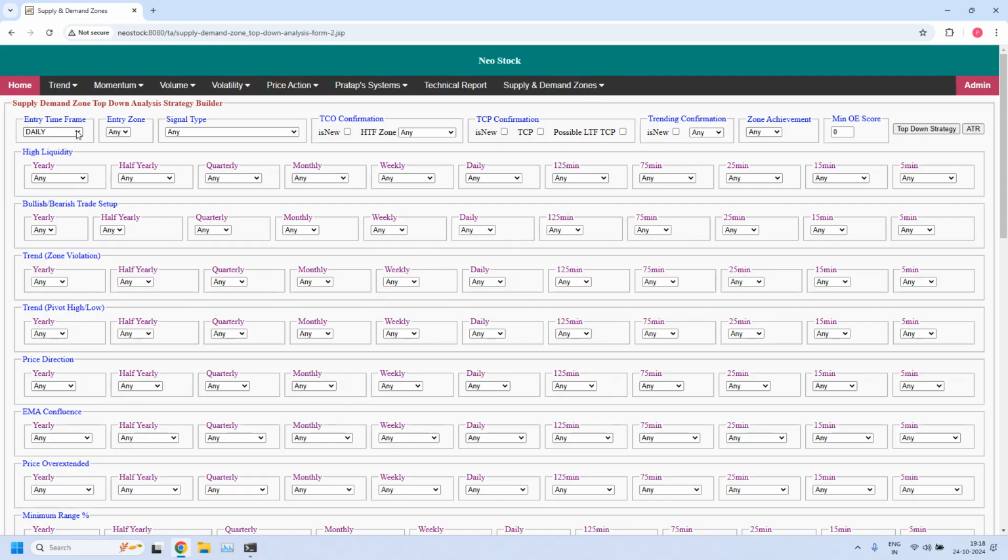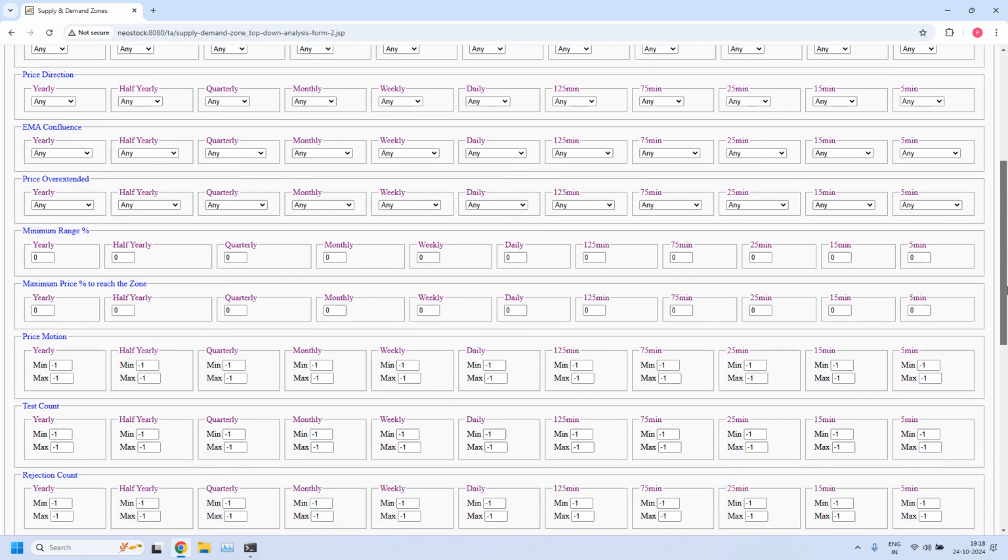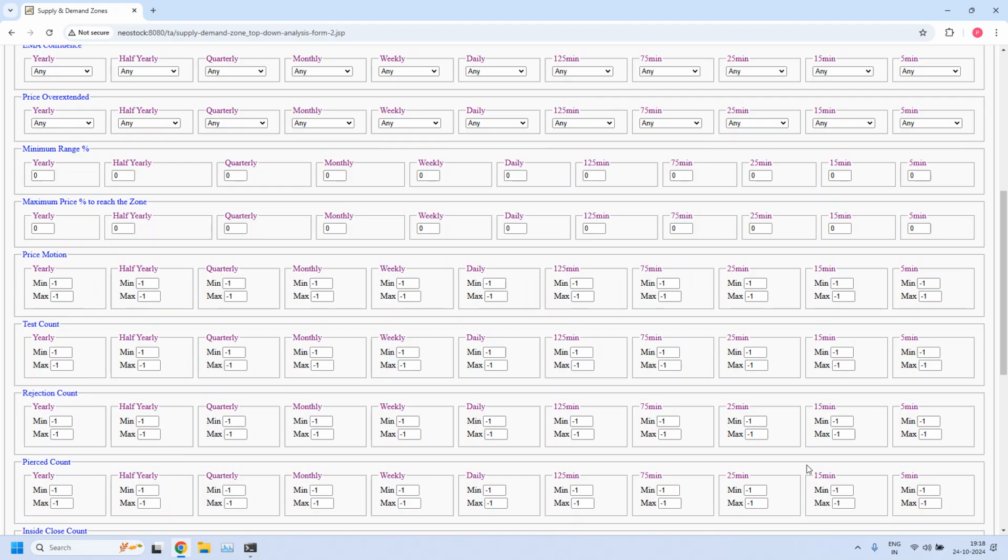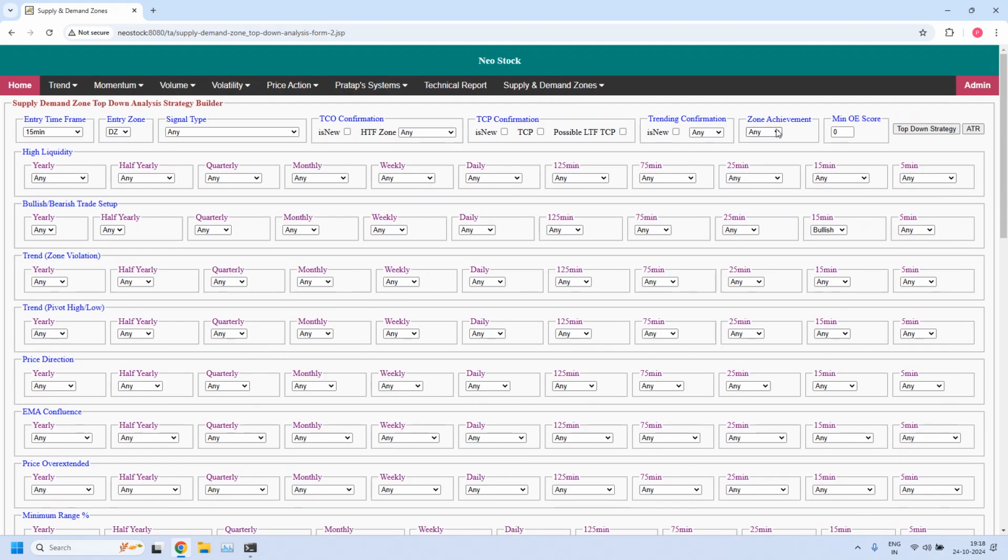For bullish trade setup, daily income trade, entry time frame is 15 minutes, entry zone is demand zone. And in bullish or bearish trade setup at 15 minutes time frame, I am selecting bullish. The 15 minutes demand zone should not be pierced. So in the pierced count at 15 minutes time frame, minimum value I am setting 0, maximum value I am setting 0. That means zone is not pierced.